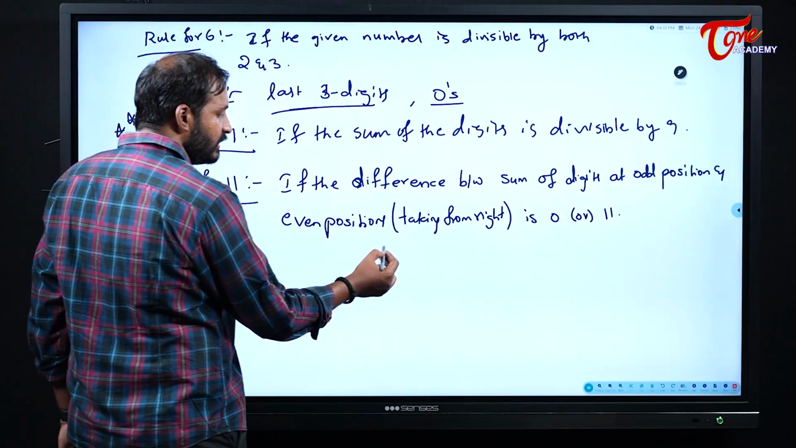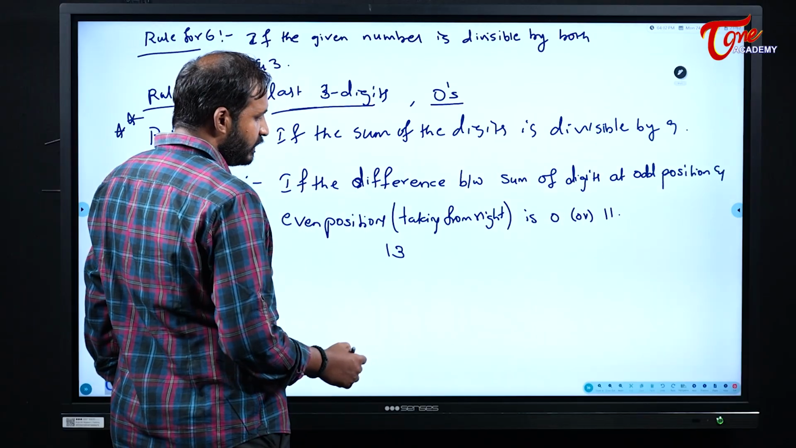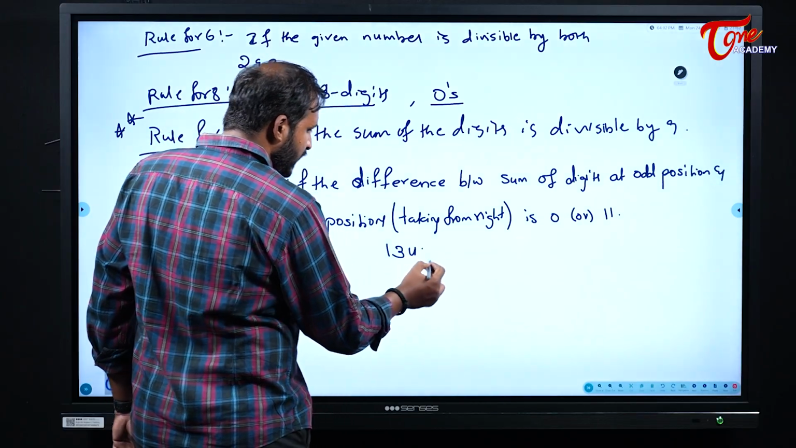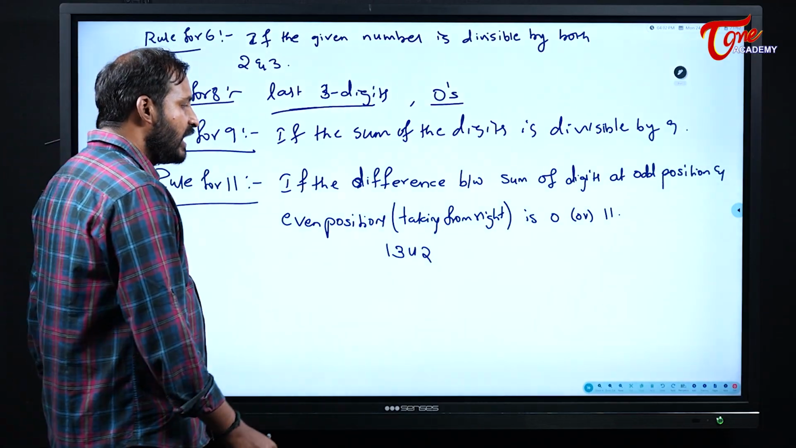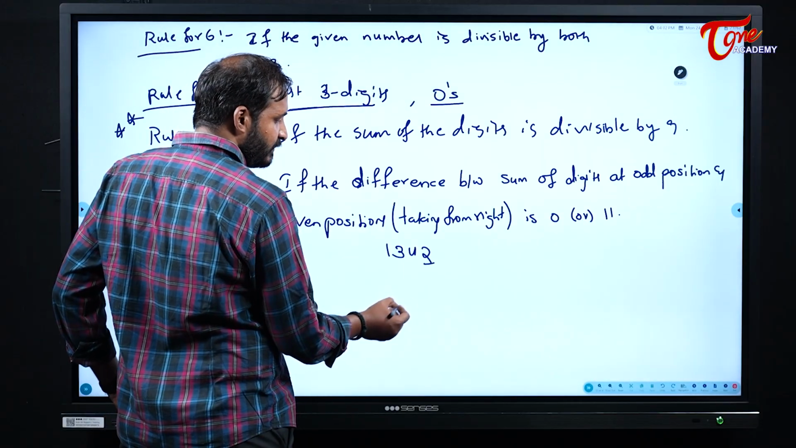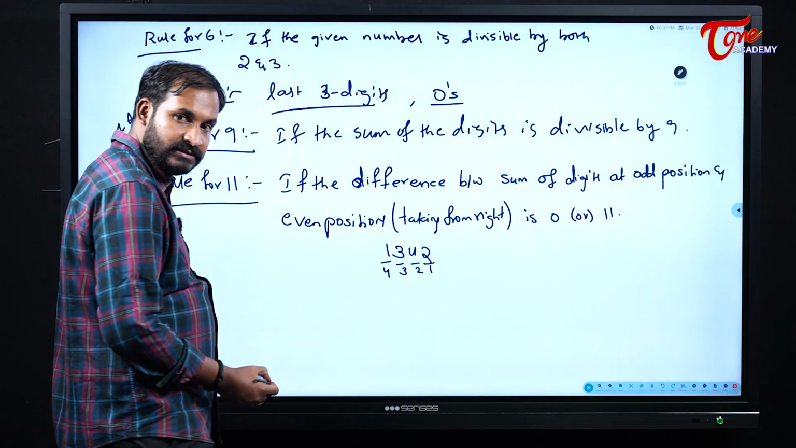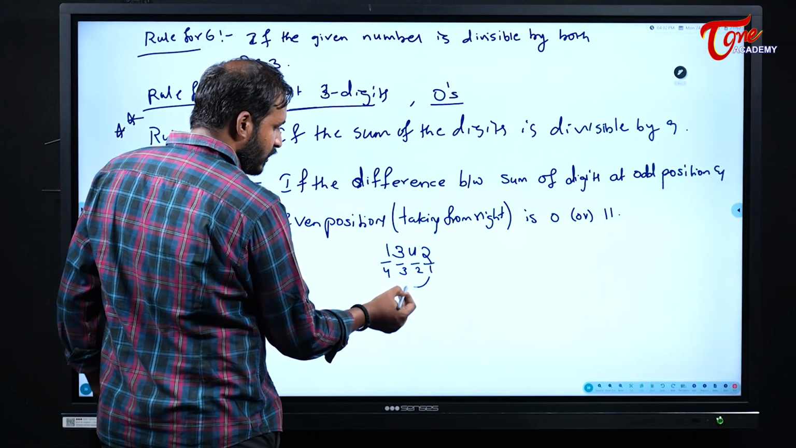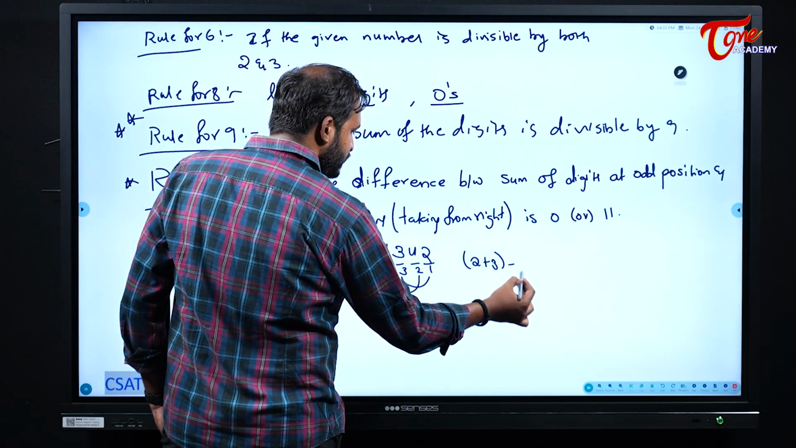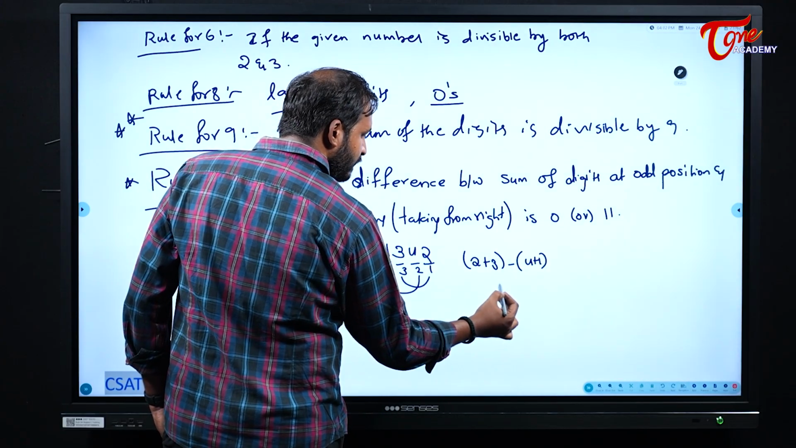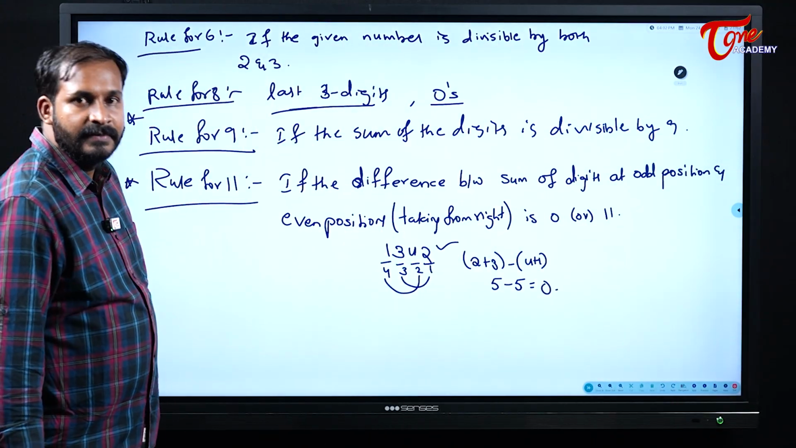For example, see here, I need to check whether 1342 is divisible by 11 or not. What I will do is take the odd position sum and even position sum. That means, see here, positions 1, 2, 3 and 4 taking from the right side. What are the odd positions? These 2 are odd positions and these 2 are even positions. So, odd position sum is 2 plus 3 and even position sum is 4 plus 1. So, the difference between them is what? 5 minus 5, 0.